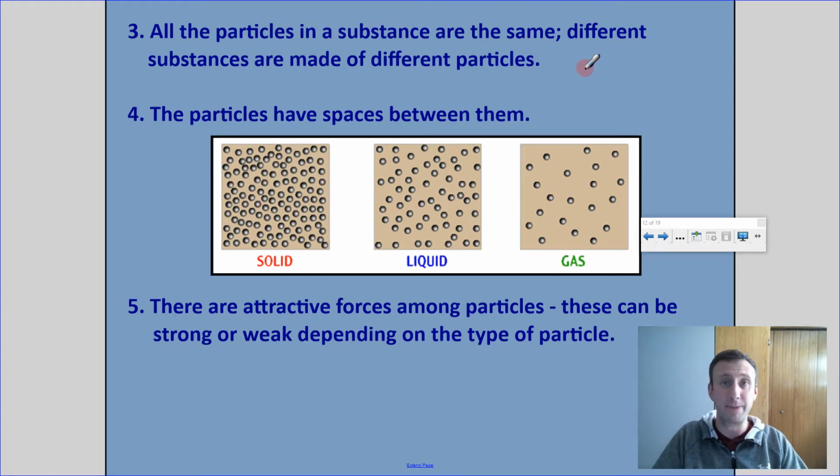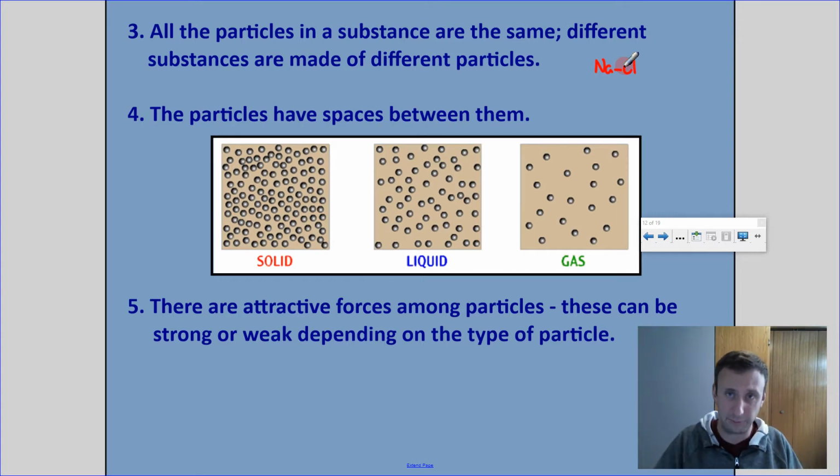If I take a look at, for example, table salt, that's sodium chloride. When I break it down further and further, eventually I get to the point where I have one sodium ion and one chloride ion. And that particle is what salt is made out of again and again and again. It's a bit of an oversimplification, but that's what's happening.